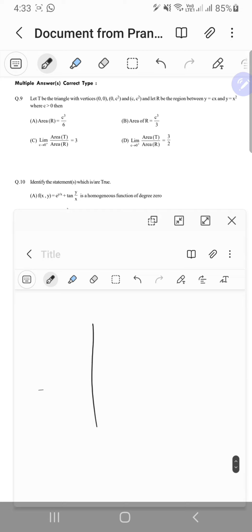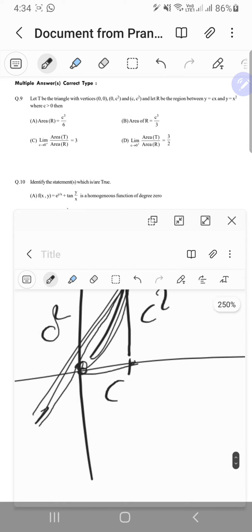Let's draw this. 0, 0, 0, c squared, which would be this. This is c squared, and c, c squared. Huh, that's weird. So like that. And let R be a region between y equal to cx and y equal to x squared. So this we know passes through, y equal to x squared, and y equal to cx would be a line which also passes through this point. Cool.